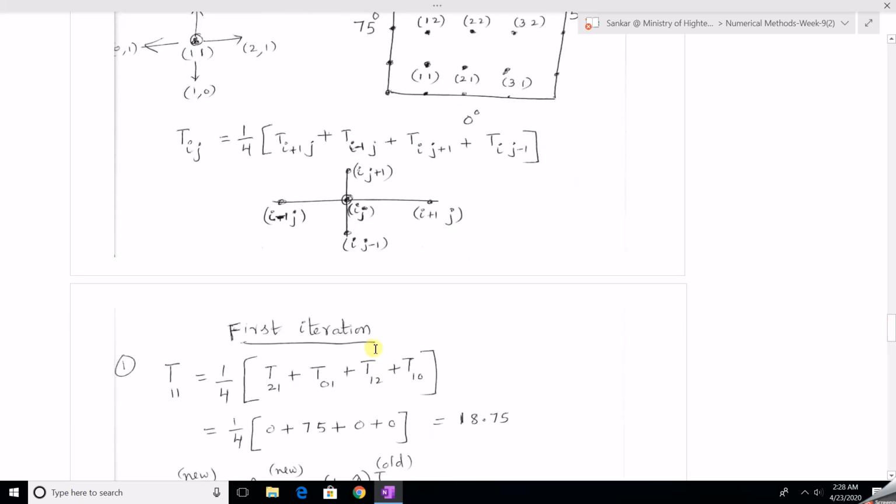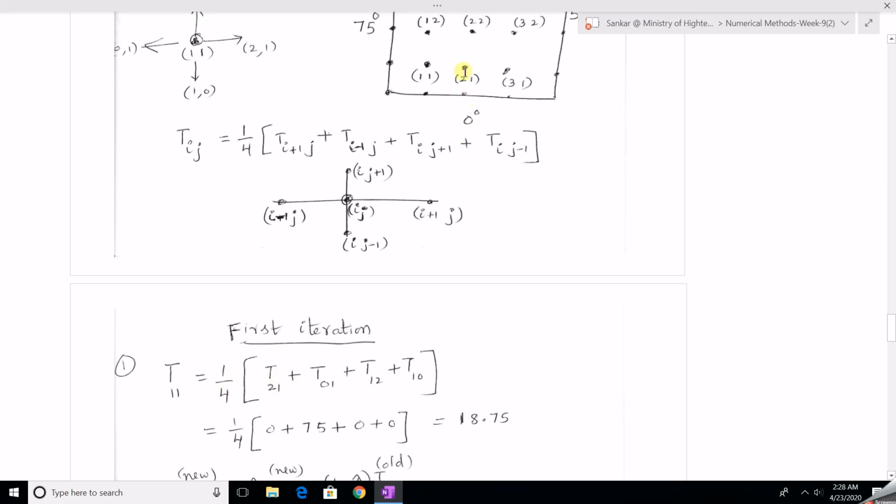So in the first iteration I am finding T11, I is 1, J is 1. That means we are finding the temperature at this point 1,1. T11 is equal to 1 over 4 times the temperature at the next point T21 plus T01, the previous point, plus T12, the point above along the y-axis, plus T10, the point below along the y-axis. So sum all these temperatures and divide by 4. Now let us look at T21.